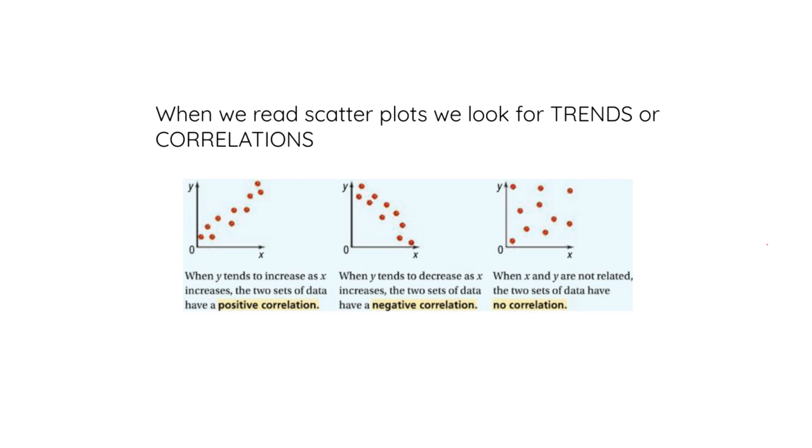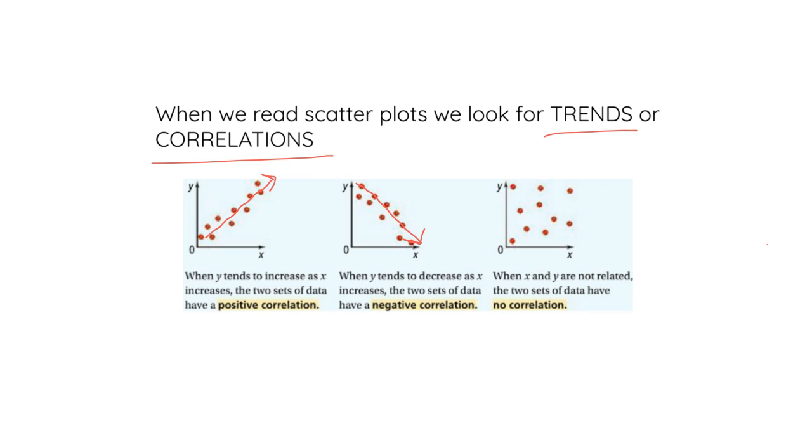And finally, when we read scatter plots, we look for what we call trends or correlations. Scatter plots are really great ways to demonstrate that there is a connection between two variables, like temperature and ice cream sales, or the amount of plaque on your teeth and how long you're brushing your teeth. There are three ways that you will see the points plotted on the scatter plot. It will either look like they're going up to the right, or down to the right, or there's no direction, they're just scattered all over.